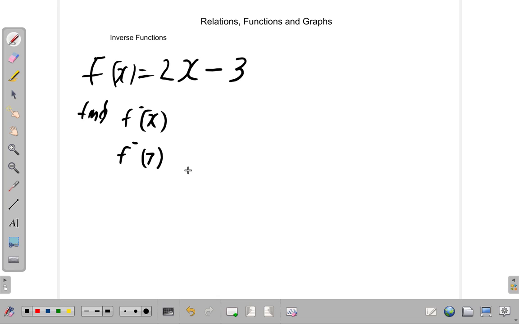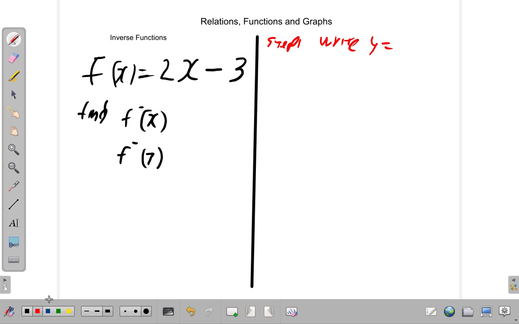Now, what did you get for f inverse of x? Let's go through the working and see what you got. F inverse of x. Remember the steps? Step 1. Write it as y equals. So in this case, getting our inverse function, instead of f of x equals, I have y equals 2x minus 3.